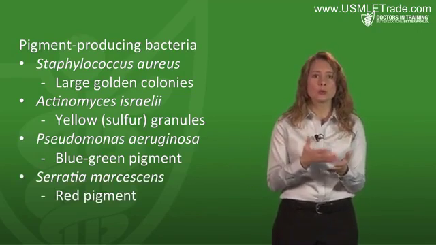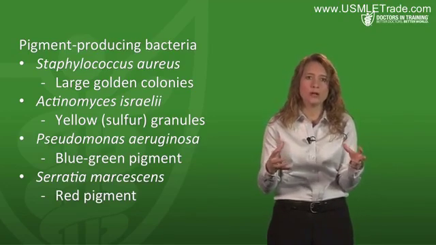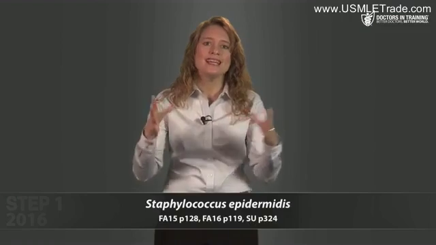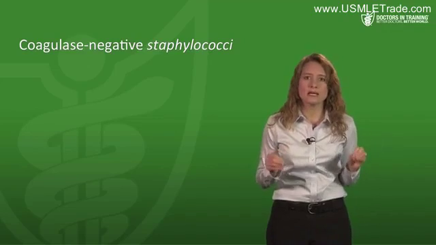Lastly, remember that Serratia marcescens has a red pigment. You can think of a maraschino cherry for that one, or you can think of Mars, which is the red planet. Okay, now let's keep moving through the staphylococci. Specifically, let's talk about coagulase-negative staphylococci.